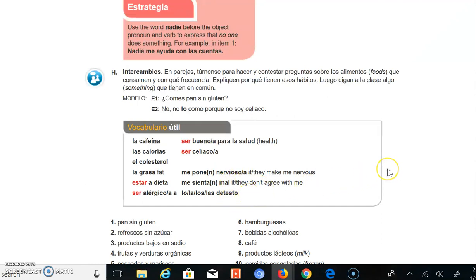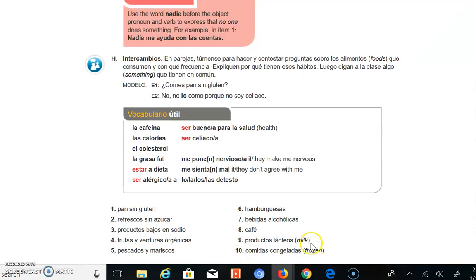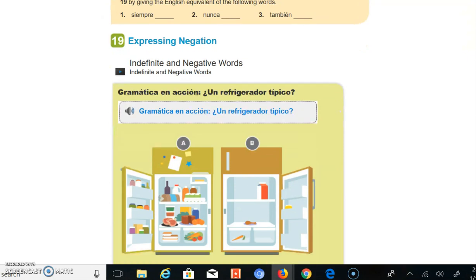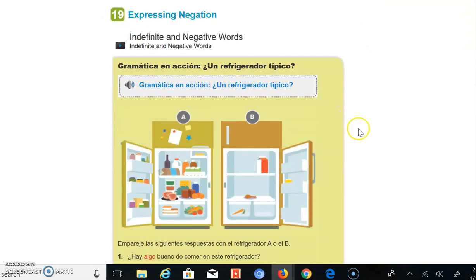Or I hate them, like if some kind of vegetable or something. Los detesto. Like los productos lácteos would be represented by los. And if you hated that, you would say los detesto. Those products. Okay, I'll do a separate screencast for expressing negation.